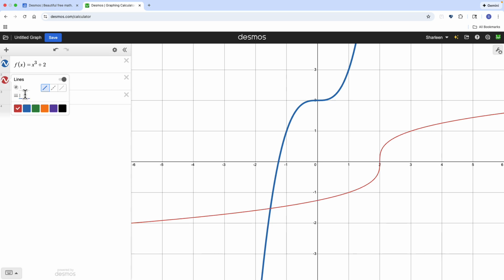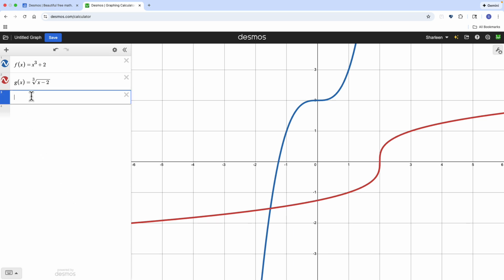Once again, I'm going to make this graph a little bit thicker for us. Hopefully it's clear that these graphs are in fact related. In fact, they almost look like mirror images of each other. And that's not a coincidence, actually. These graphs are mirror images across the diagonal line of the plane.